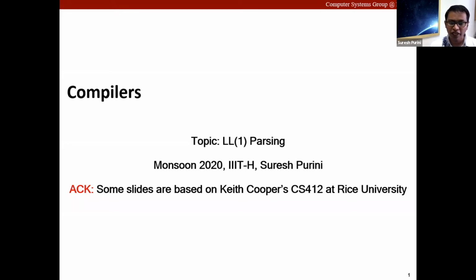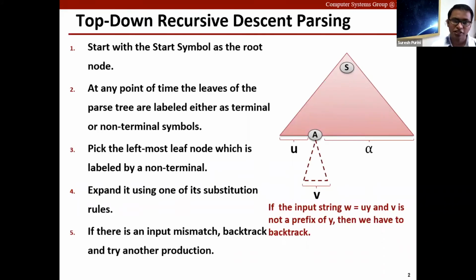So today we will start our discussion on LL1 parsing. In the last class, we have seen the design of recursive descent parsers, top-down recursive descent parsers. So you are given a string W. We want to check if this string W is described by the grammar G. Okay, that is, in other words, whether the string belongs to the language described by the grammar G. That is the question we are trying to answer.